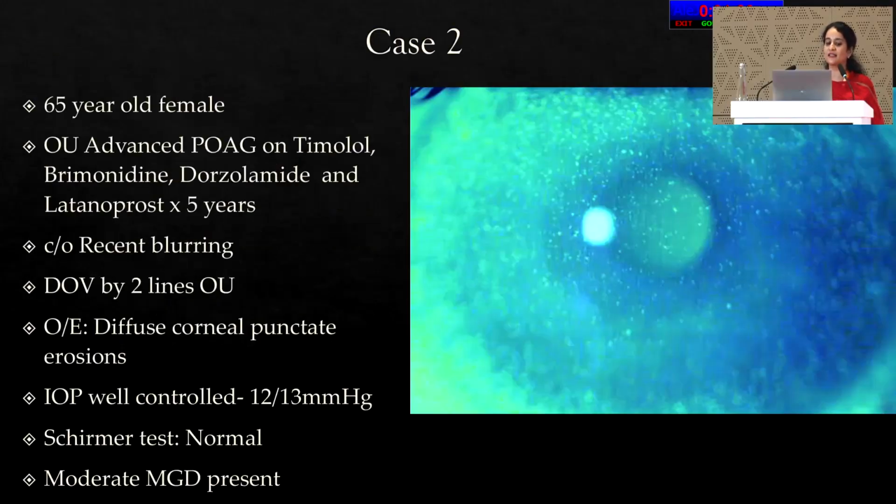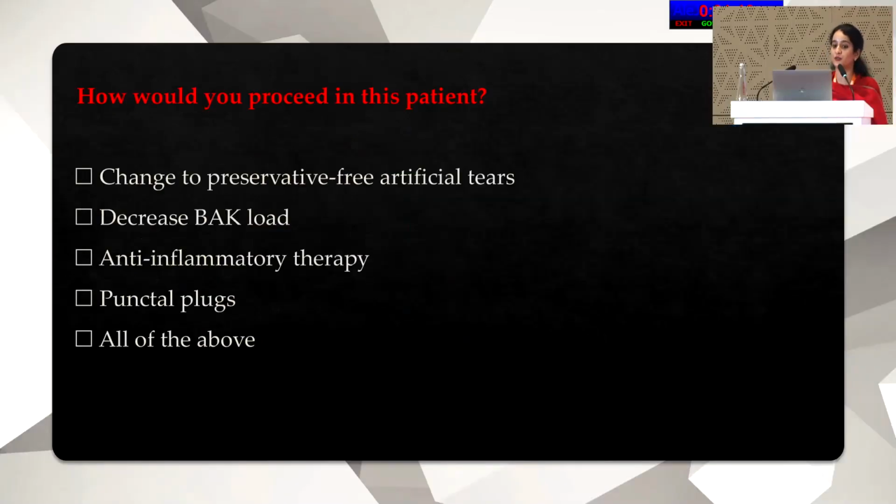All right, this is the second case. A 65-year-old female, both eyes advanced glaucoma, on 4 AGMs, recently has decreased vision, blurring, a decrease of 2 lines of vision, but the cupping is stable and the intraocular pressure is well controlled. Schirmer test is normal and moderate MGD is present. As you can see over here, there are multiple punctate erosions. What would you think is the next step for such a patient? Would you like to change to preservative-free? Would you like to decrease the backload, give them anti-inflammatory therapy, or punctal plugs? Or all?